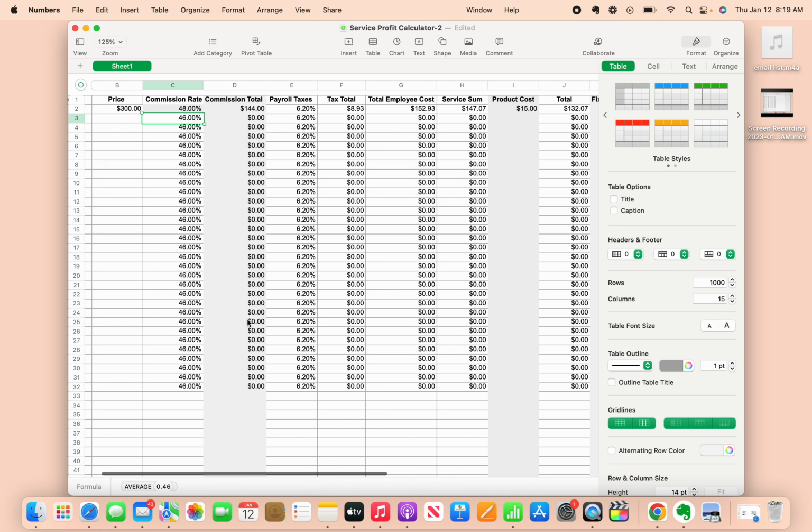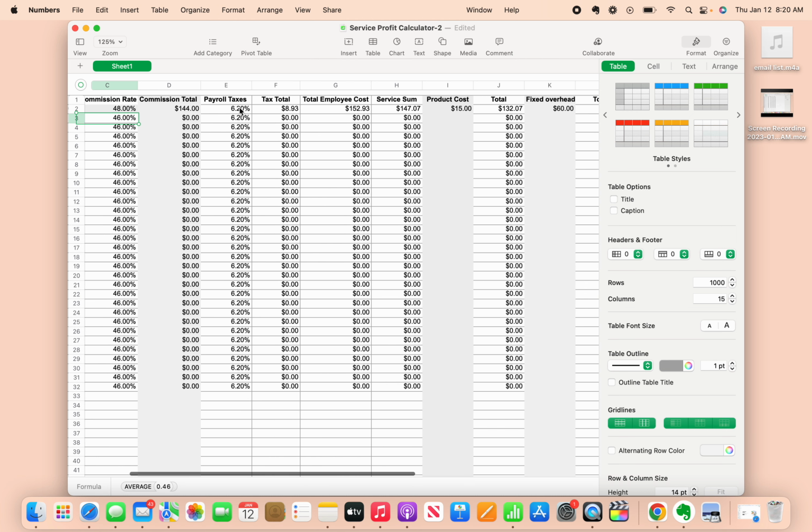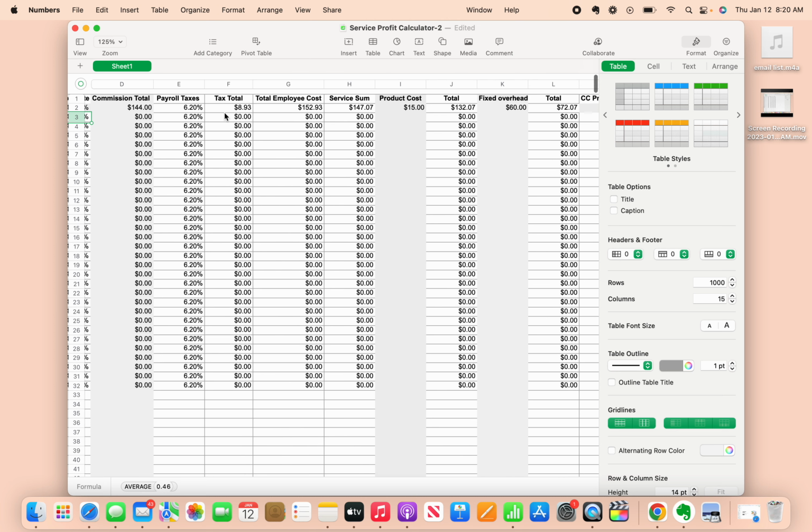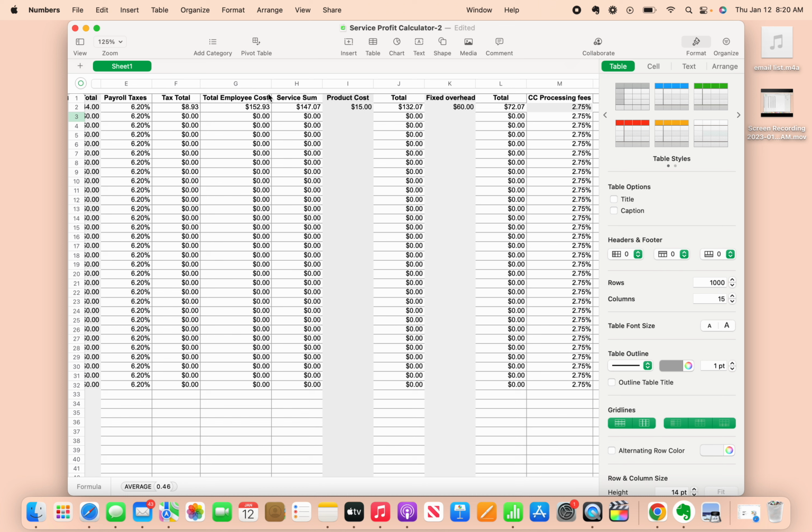This column right here will give you the commission total. So this is what is to be paid to the stylist. Then we want to plug in payroll taxes that you are responsible for paying. As a business owner, we have to pay a portion of our stylist payroll taxes. So payroll taxes will be plugged in here. This will give you the total of the payroll taxes. This will give you the total employee cost.